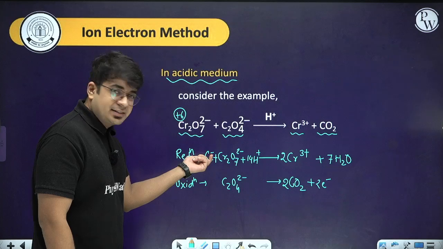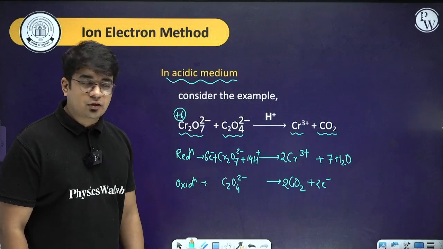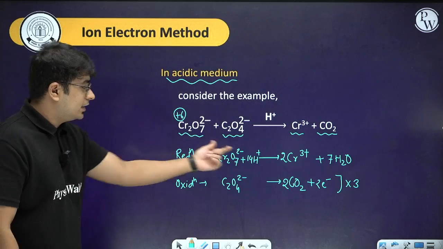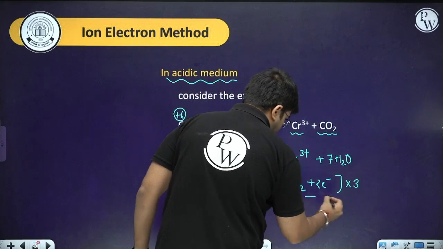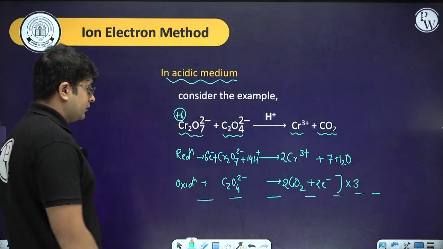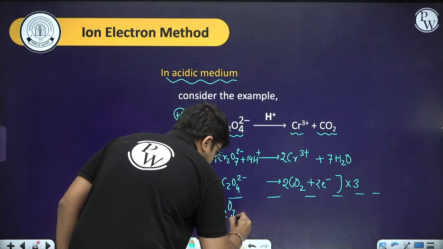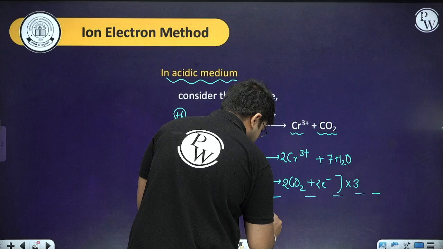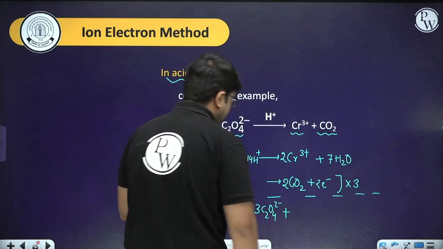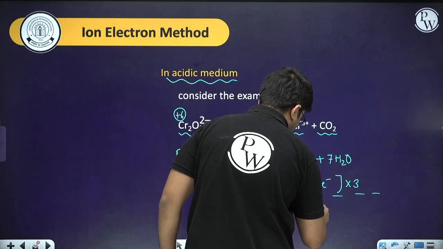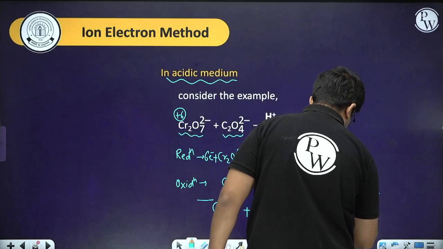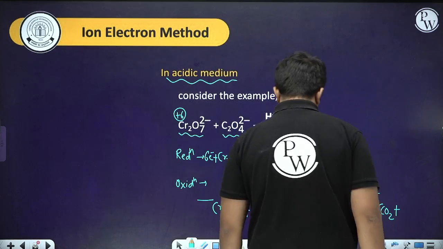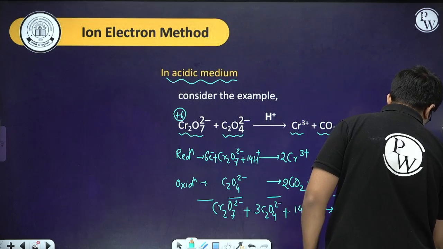Now you can see there are 6 electrons in this case and 2 electrons in this case. So let's say I am multiplying this entire equation with 3 so that it becomes 6 electrons and they both get cancelled out, and then add these two reactions. So in this case you can see we have Cr2O7 2 negative plus 3 C2O4 2 negative plus 14 H positive gives us 2 Cr3 positive plus 3 2s are 6 CO2 plus 7 H2O.